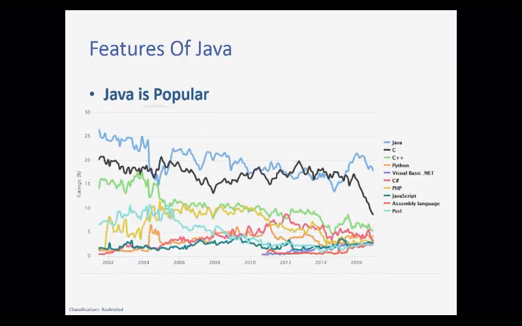Okay, and then it is of course very popular. You can see that it is the most popular language today compared to any of the other languages, C, C++, C#, PHP, or JavaScript. You can take any of the languages. Java is the most popular and is the most successful today.